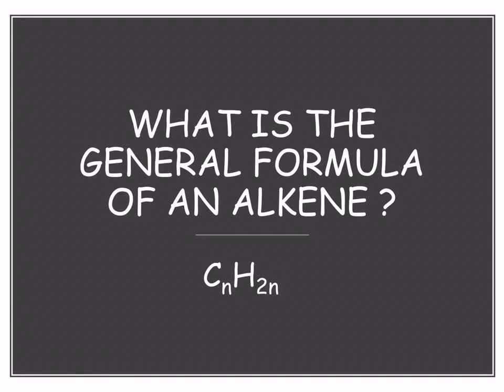So the general formula for the alkenes is CnH2n. Meaning that n, again, as last time, is the number of carbons. So if you have 6 carbons, H2 times 6, you would have 12 hydrogens. It's very, very simple, the general formula for the alkenes.